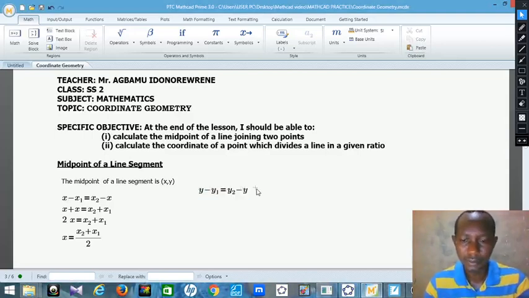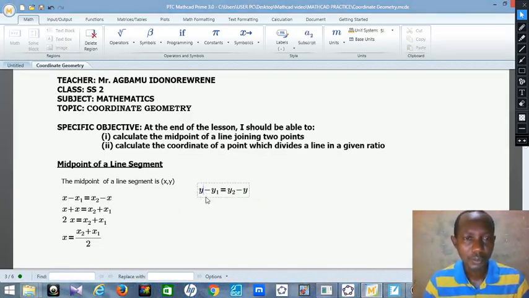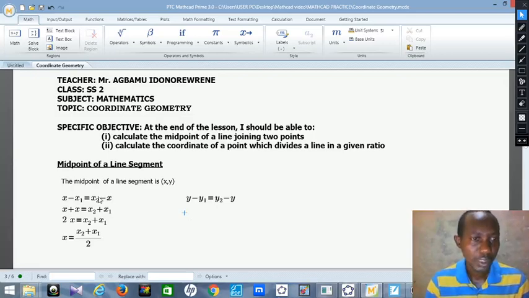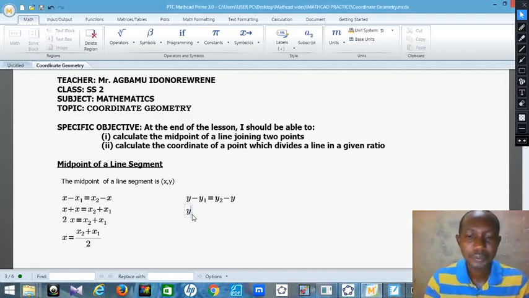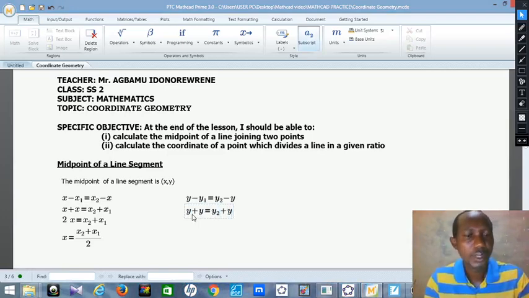Okay, so when you move to the next line, same thing we did here. So let me position it well so that we can get it very well. Okay, so if you do the same calculation, bring your y to this side, it will become plus, minus y1 will become plus on this side. So we are going to have y plus y equals y2 plus y1.